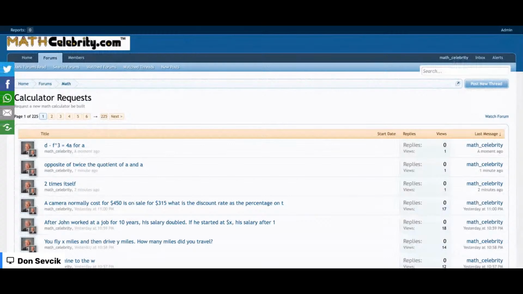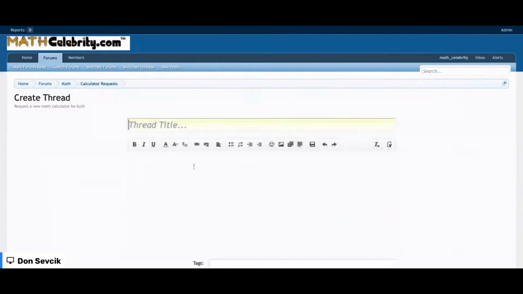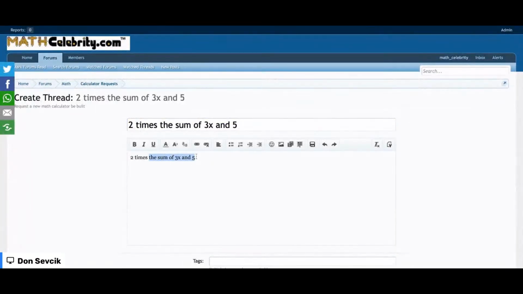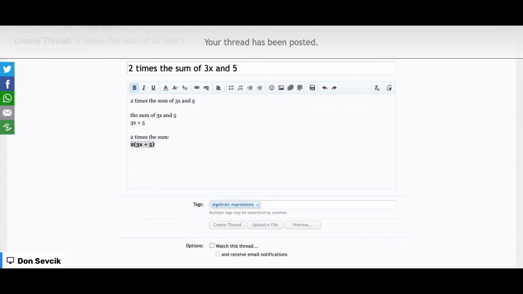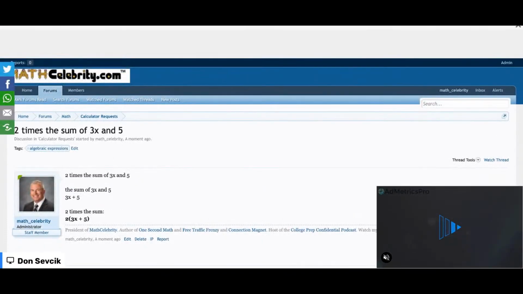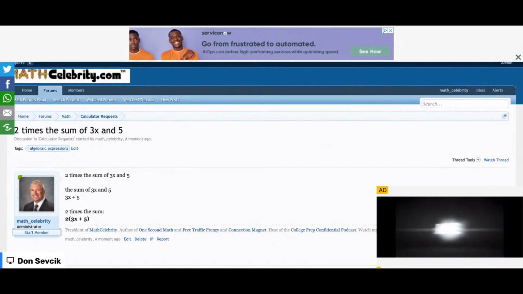2 times the sum of 3x and 5. Let's do this part. This is another algebraic expression. 3x plus 5. 2 times the sum of 3x plus 5. And there we go. That one we just did.